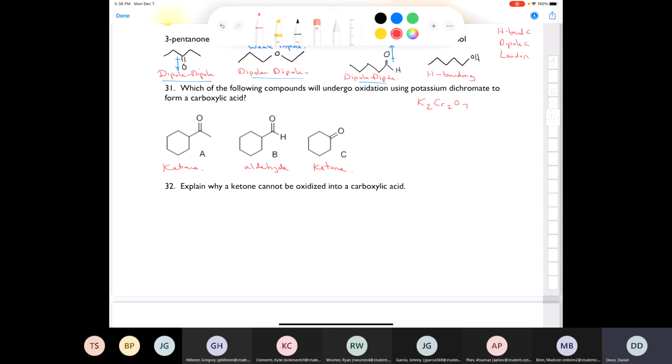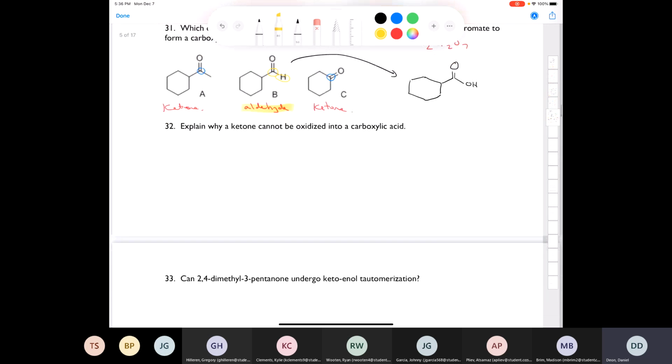Now, the reason why you can't oxidize A or C is because this carbon with the carbonyl attached to it doesn't have a hydrogen. Whereas the carbonyl in an aldehyde does have a hydrogen attached to it. And so we can oxidize an aldehyde further to a carboxylic acid, whereas a ketone cannot be further oxidized. Okay, and so the answer is going to be the aldehyde. So this molecule is called cyclohexanecarbaldehyde.